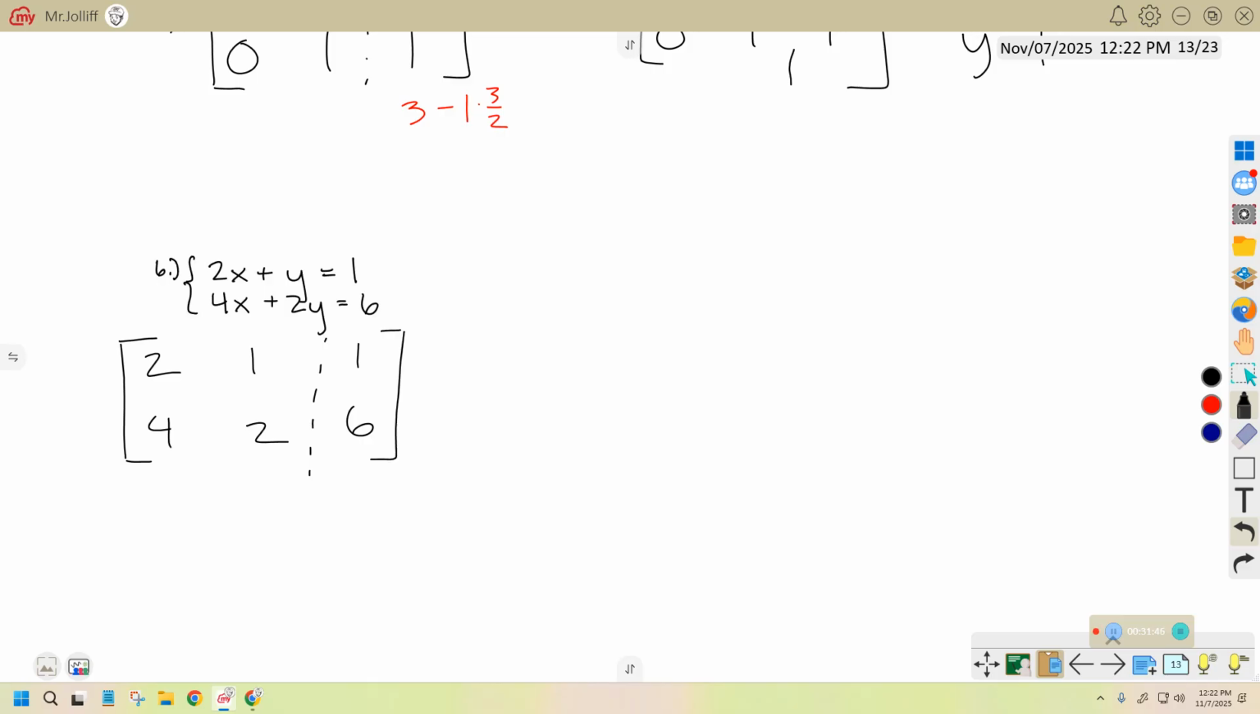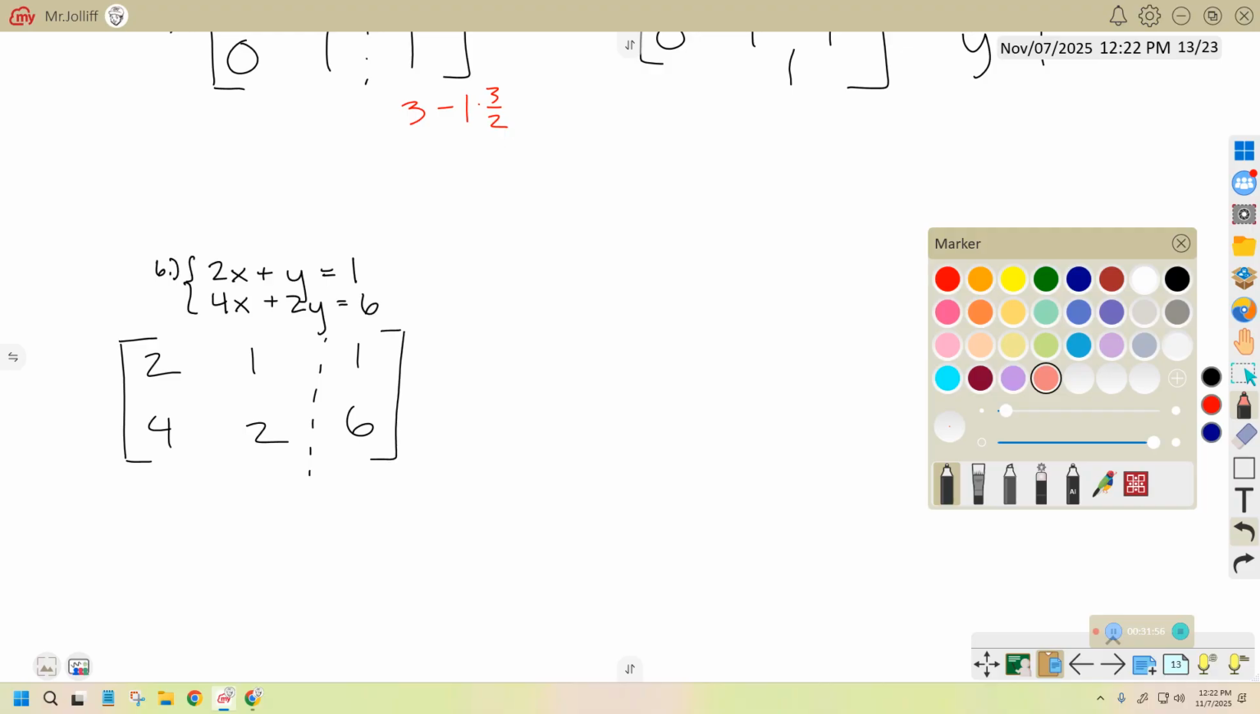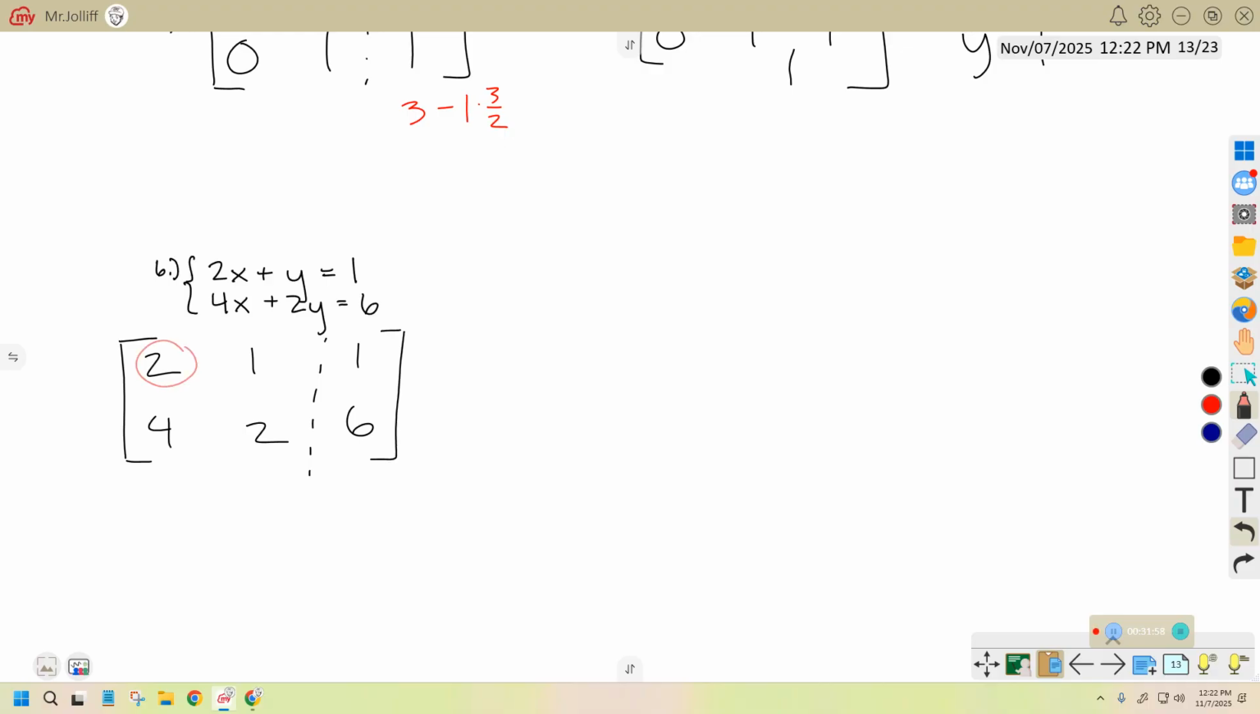Okay. Where do I start? I heard somebody mumbling 2. Yeah, we start up here. We work our way around. 1, 0, 1, 0. Work my way in a circle. So the first question is, what am I going to do to that first row in order to turn the first entry into a 1?